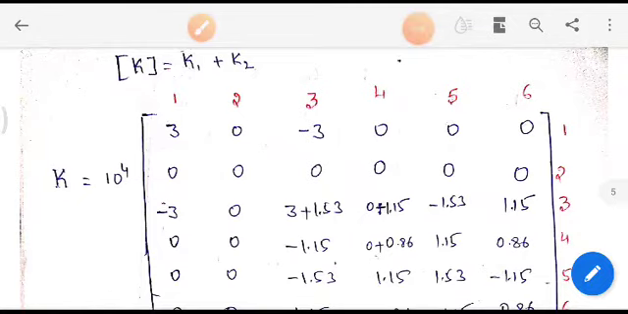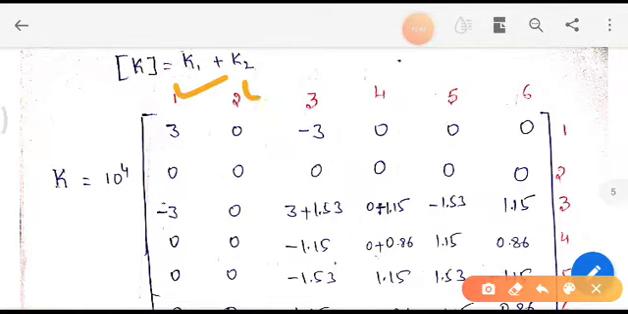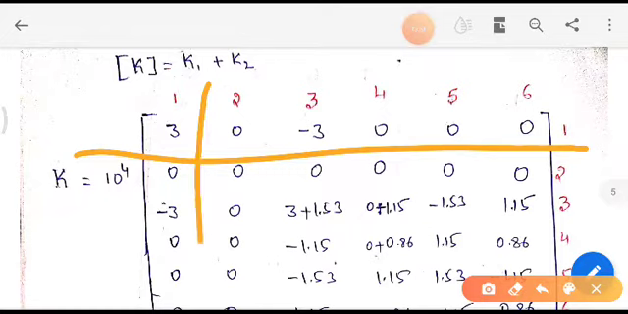Once we found the global stiffness matrix, as we already discussed in the previous video, the thing is very simple. Here we need to write first these 6 by 6, like 6 rows and 6 columns. Once we write this, next we need to fill all this data. It is very easy. First row, first column, that's what we have, 3 over here.